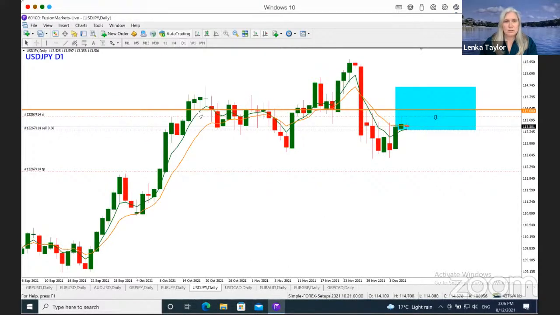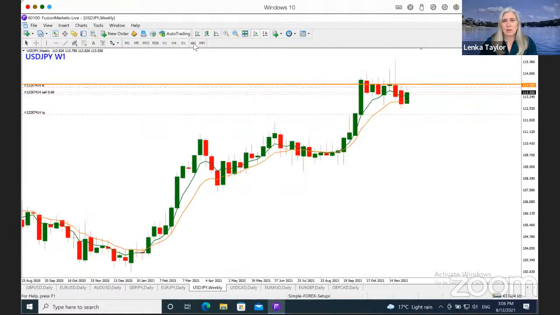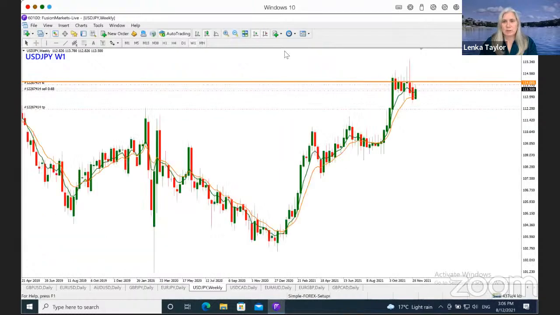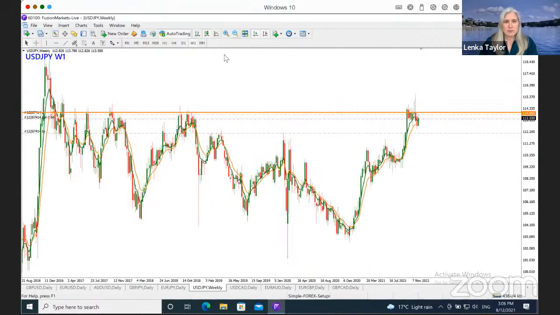Let's see, next currency pair I'm looking at is USDJPY. So this is a trade that I actually already entered earlier today, a couple of hours ago. So on this one, I'm looking for a short. I'm looking for a short off the top there. On the weekly, we're at that resistance line at 114. So I'm looking for a short from that.